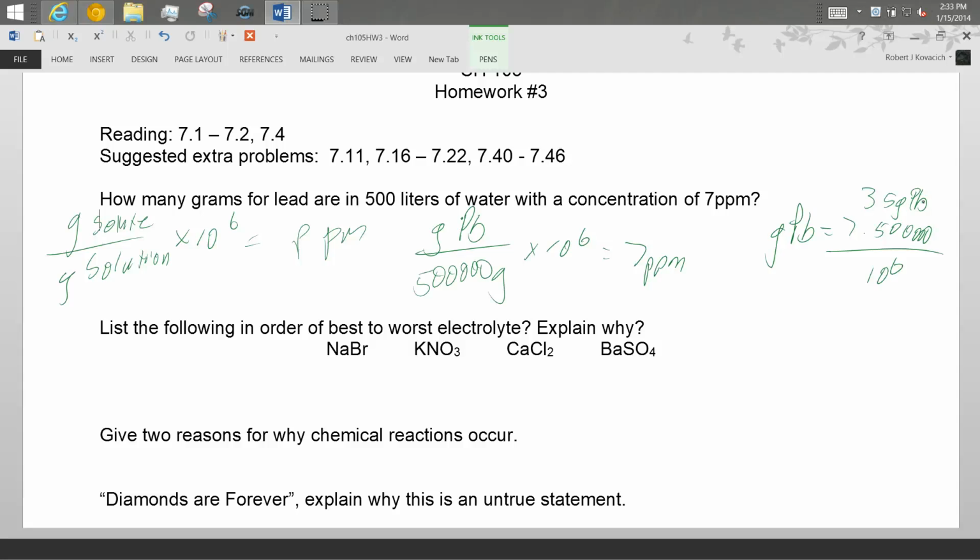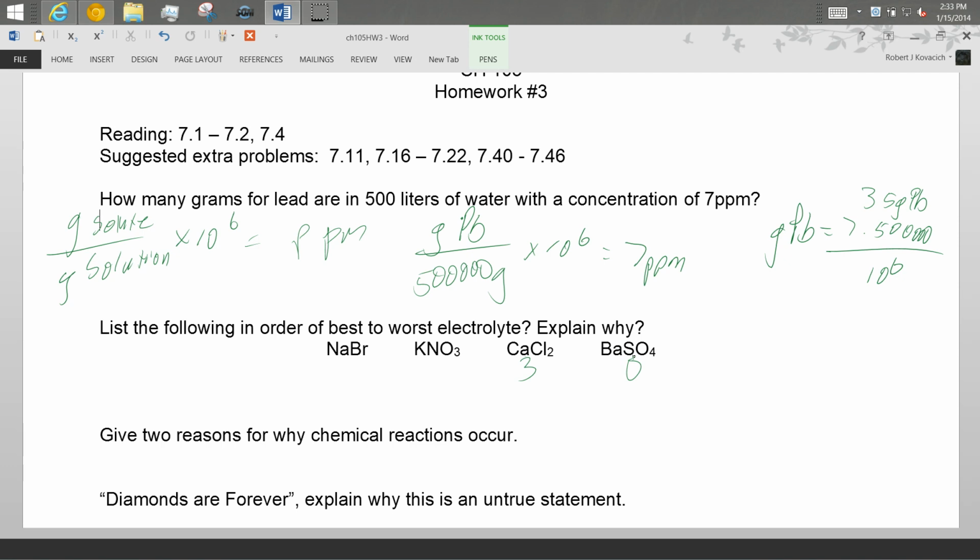All right, how about the next one? List the following in order of best to worst electrolyte, and then explain why. So who's the best electrolyte? The calcium chloride will give us 3, so that's going to be the best. How about the worst? The barium sulfate gives us 0 because it doesn't break apart, so it's a non-electrolyte.